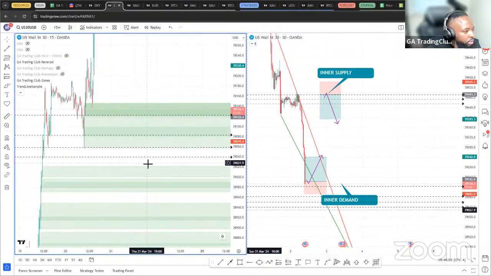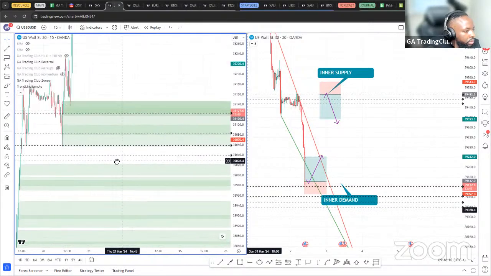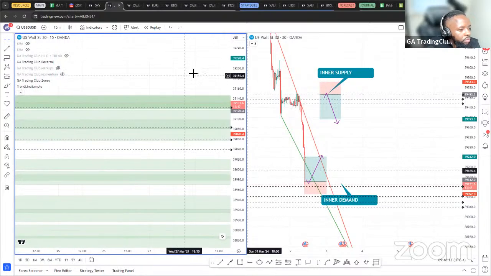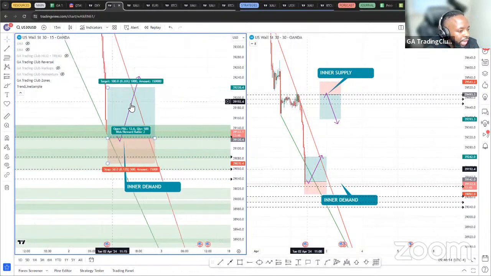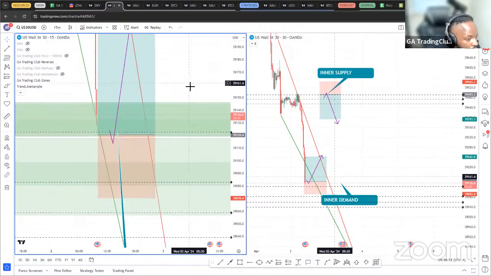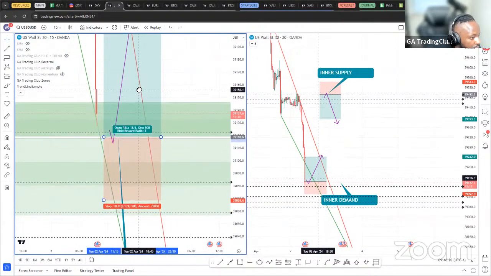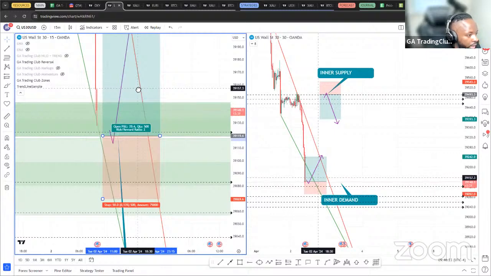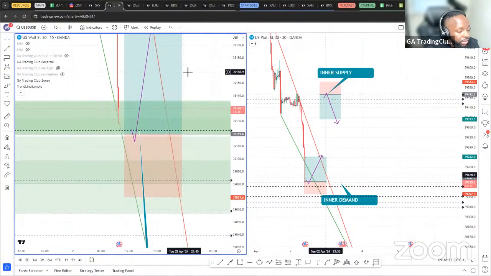39,120. Okay, yeah, so this is the last zone in that sequence, so that's good. And it's actually at 39,119 and not really 127. It's pretty close.